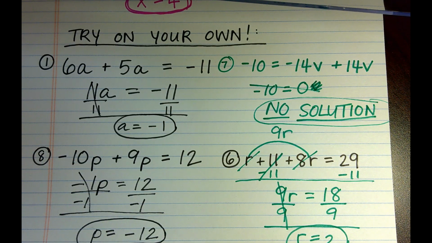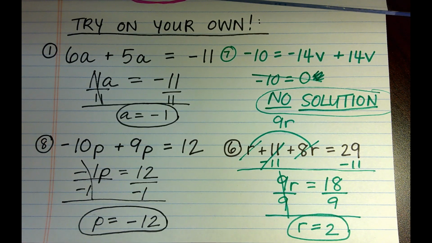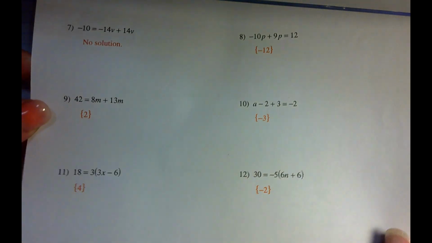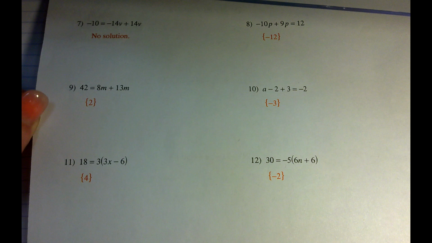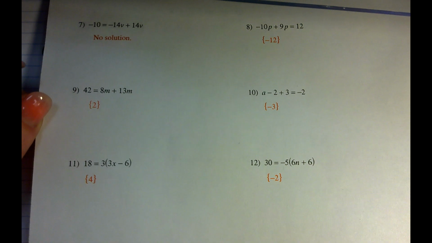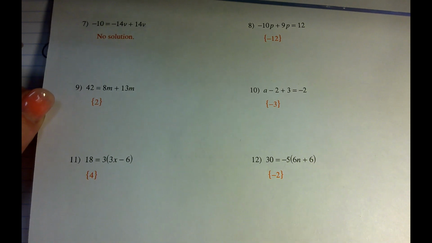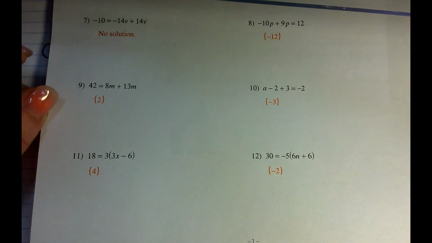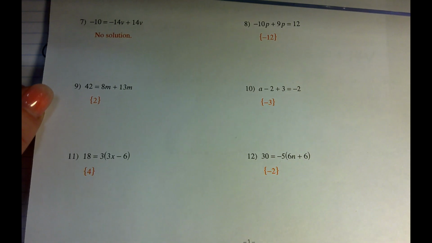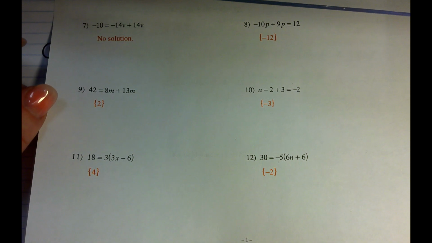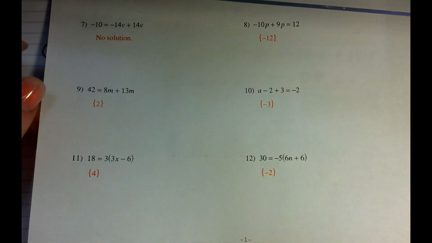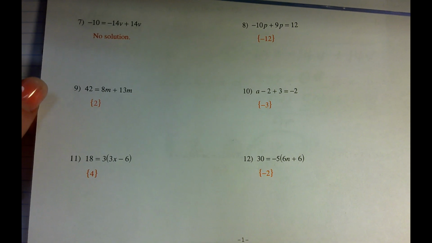I'm going to show you the rest of the answers on that page. But before I do, does anyone need to see any of these before I cover them? Okay. All right. Number 9, m equals 2. Number 10, a equals negative 3. Number 11, x equals 4. Number 12, n equals negative 2. Okay, any questions about 9 through 12?